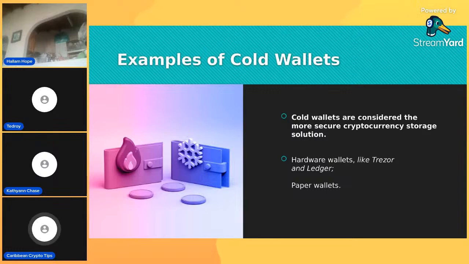Examples of cold wallets, as I said, would be wallets such as Trezor and Ledger. And once upon a time people used to use paper wallets too. You can actually create your own cryptocurrency wallet using just pen and paper. It is very possible to do, very hard to do, very tedious to do, but you can create your own cryptocurrency wallet by just pen and paper.